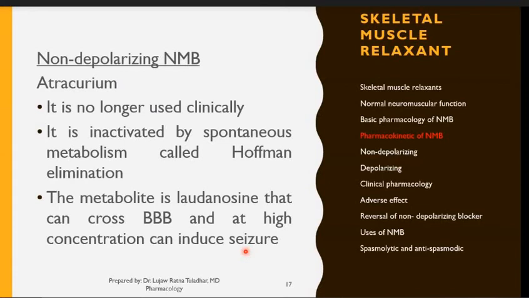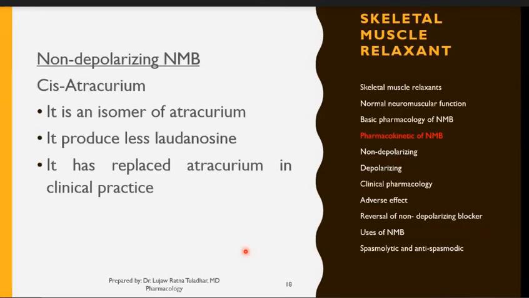यो हस्पिटलमा युज हुँदैन भने कुन चाहिँ युज हुन्छ त? Then we have cisatracurium that has completely replaced the atracurium. It does not form the metabolite laudanosine, because of which it is not able to produce seizure in the patient.